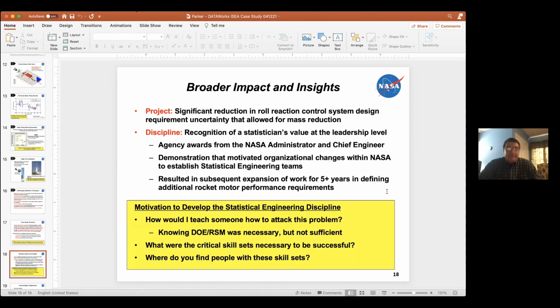This is my last slide. As I think about where that led, it obviously had benefits to the project that I'm discussing. Reduced that roll reaction control system uncertainty. But more than that, it improved the recognition of a statistician's value as a leadership level part of the team. There were agency level awards, multiple ones for this project, and I had the privilege of receiving on behalf of the team a team award from the NASA administrator and the NASA chief engineer. I'm not sure how many statisticians have stood in that position.